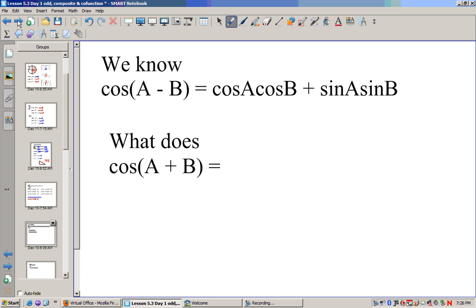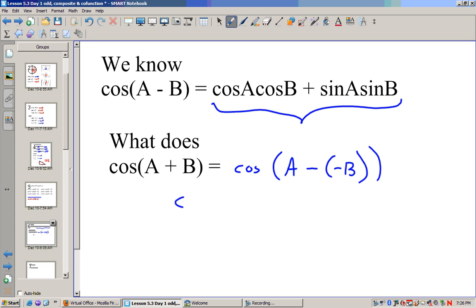All right, so now we're going to do some proofs. We're going to find out what cosine of A plus B is going to equal. We know the cosine of A minus B is this. So we could say that the cosine of A plus B is the cosine of A minus negative B. If you're subtracting a negative, that's the same thing as addition. So when this is a subtraction sign, we can expand this to look like that. So it would be cosine A cosine negative B plus sine A sine negative B.